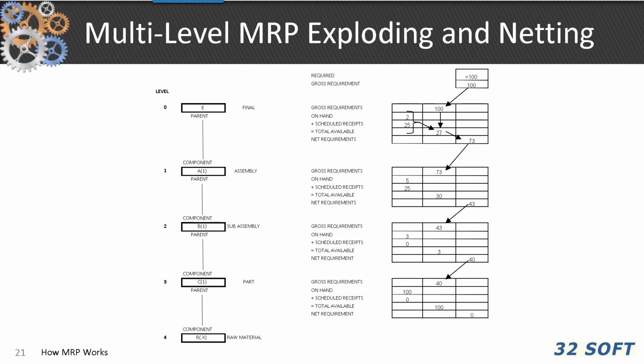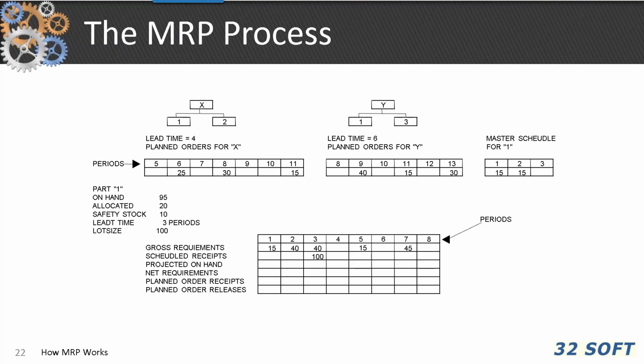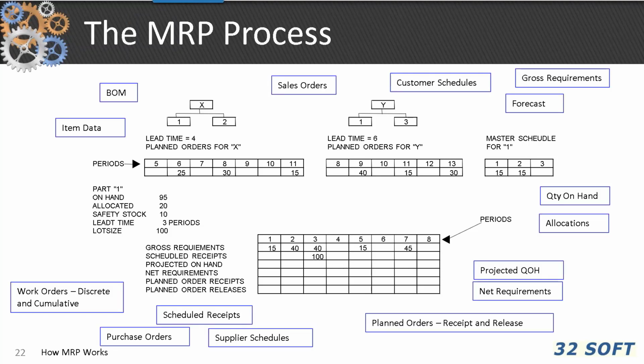Let's look now at a single level MRP grid for a multi-level netting process and how we calculate for multiple ship tos, multiple parents, and subject to the gross to net requirement that we looked at. You're going to need to look at and consider lots of different things. You're going to have to look at bills of material, customer orders, sales orders, on hand, allocations, scheduled receipts, planned order due dates, etc. for, in this case, part number 1.